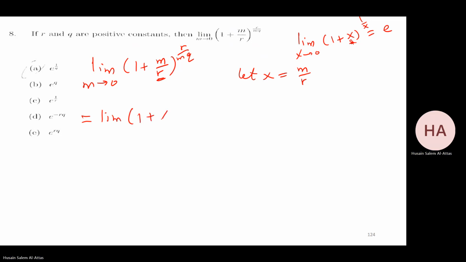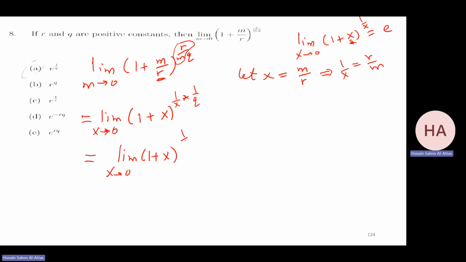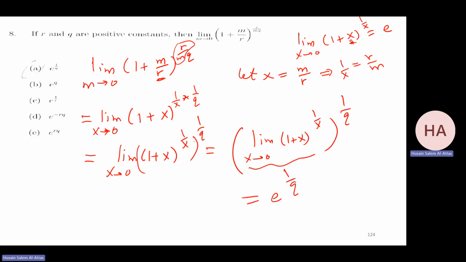So that will be limit 1 plus x. Okay, if x equals m over r, 1 over x will be r over m. So this is 1 over x times 1 over q. Now, if m goes to 0, x goes to 0. So I can write it as the limit, x goes to 0, 1 plus x to the power 1 over x, or to the power 1 over q. We know that exponents, we can multiply them. And we can write it as the limit, x goes to 0, 1 plus x to the power 1 over x, all to the power 1 over q. Since this is a continuous function, this is e, so e to the power 1 over q, which is this.